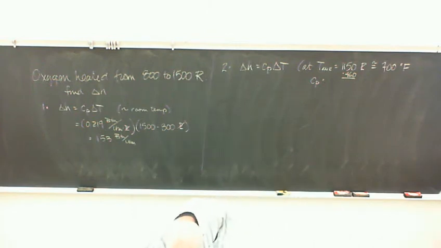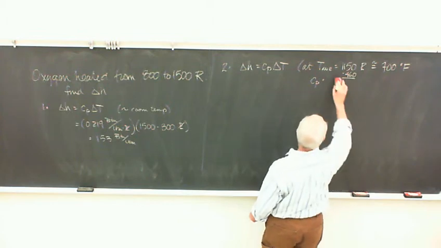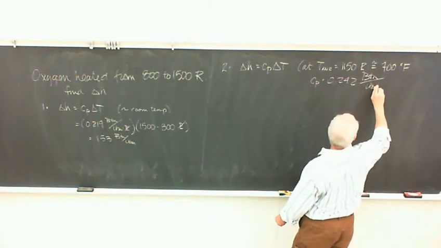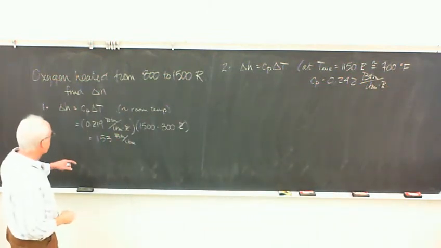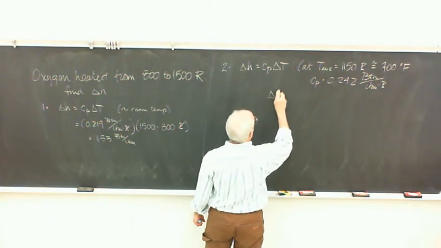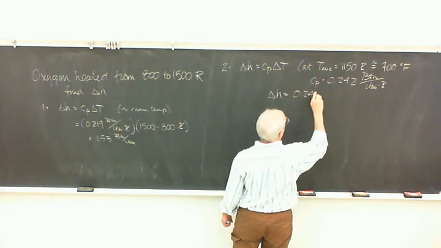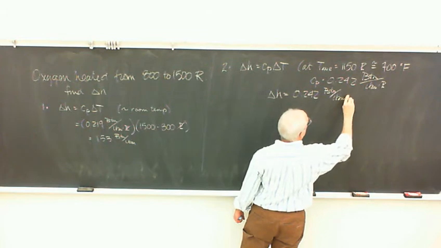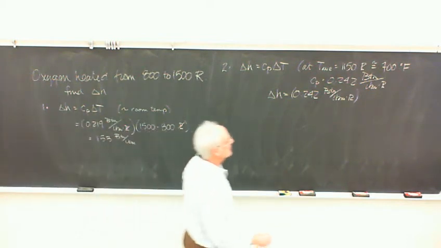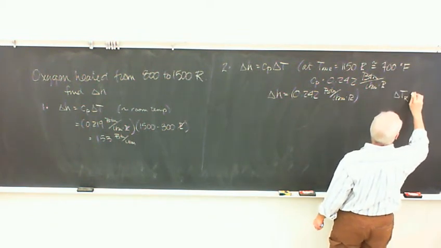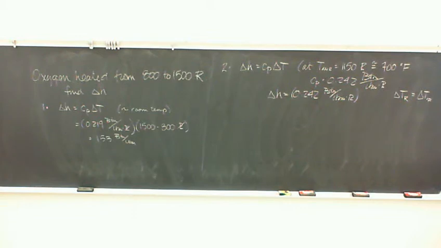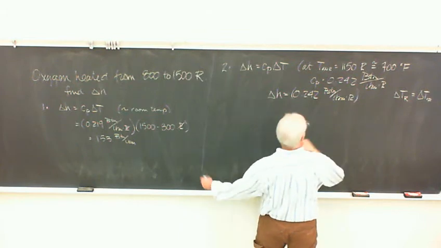0.242. So C sub P was about 0.242 BTU per pound mass. We had about 219, now we have about 242, so that's going to be the error. Remember, when you're talking about change in temperature, as we are here, you don't need to do unit conversions. Delta T Rankine equals delta T degrees Fahrenheit, because that 460 cancels out. And then the delta T was the same.